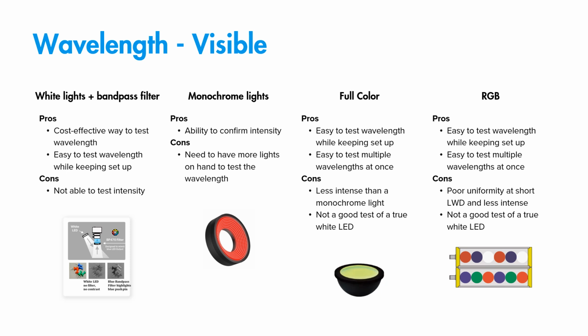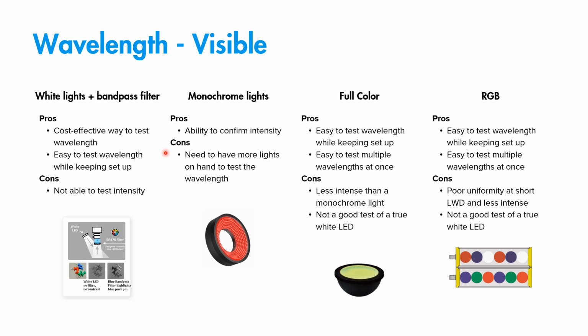So all of these lights have pros and cons to them, and they have a time and place for the lab itself. So the white light with the bandpass filter, I actually really prefer this in a lab. It's a really cost-effective way to test the wavelength because you can set up your white light and leave it set up. You don't have to change any lights, and all you have to do is replace the filter that you have, and then you can tell if the color of the light will improve or make worse your image. So it's really easy to test the wavelength while keeping the setup, and you don't have to have the same light in multiple different colors.